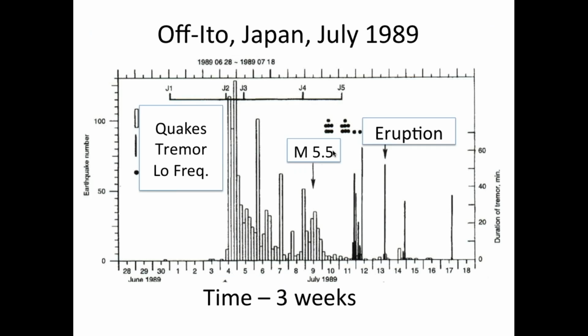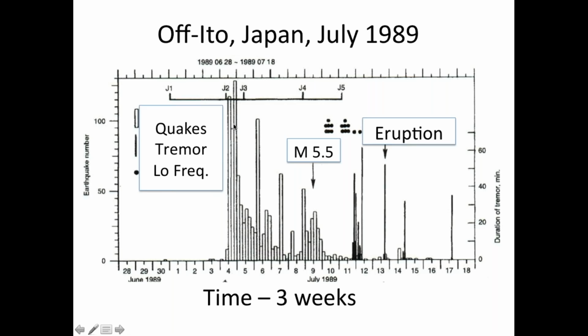So then look at a couple of real world examples. Here's one of my favorite ones, Izu-Torishima off Japan. This was a small basaltic volcano that formed on the ocean floor back in July of 1989. The swarm began over here on June 30th. So we're looking at 3 weeks on the horizontal axis, and it reaches the peak rate.